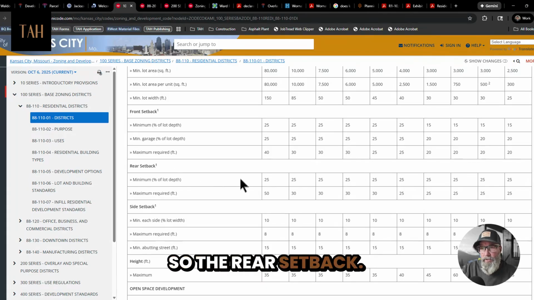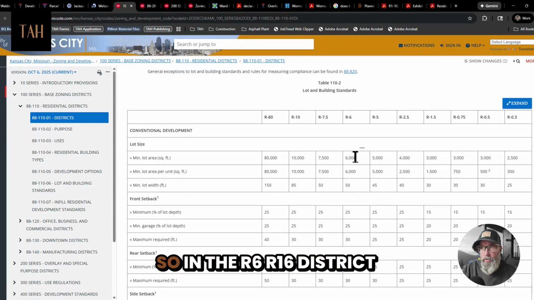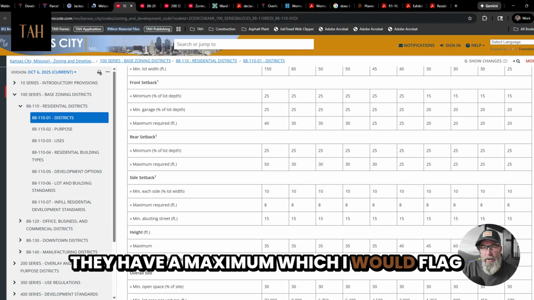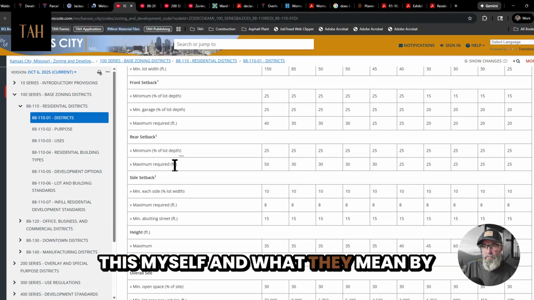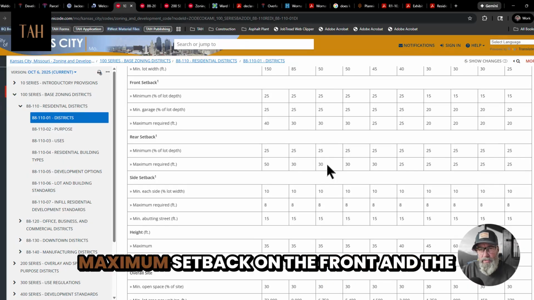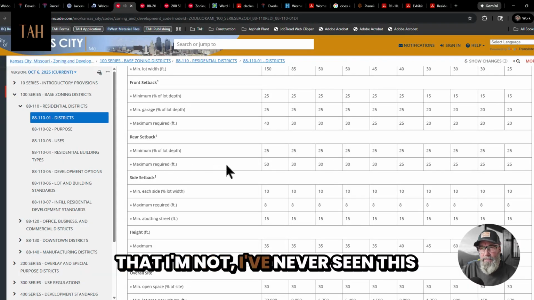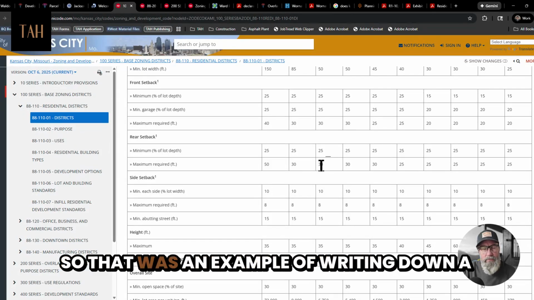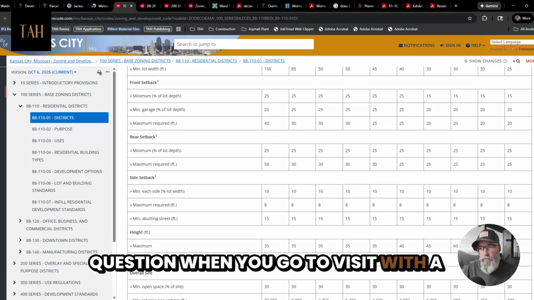So the rear setback, it's the same rule. So in the R6, we need to have a 25% minimum. And then they have a maximum, which I would flag myself: what do they mean by maximum? Does that mean I can't have a bigger setback on the front and the back? I've never seen this before. So I would like to learn a little bit more about that. So that was an example of writing down a question when you go to visit with the planner.